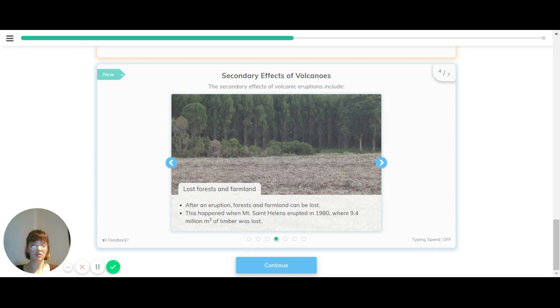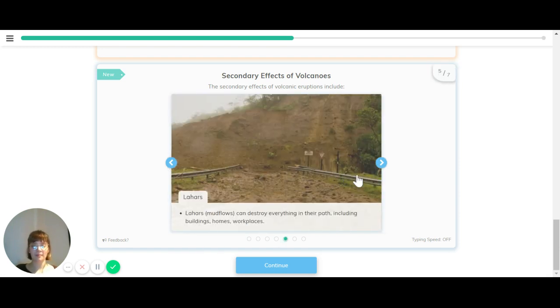Another thing that can happen is lost forests and farmland. So, lava flows, for example, can wipe out entire areas of land, which then means that forests and farmland can be completely lost, which can have devastating effects for people who rely on these areas for their life. Another secondary effect is something called a lahar. So a lahar is also known as a mud flow, and these can destroy everything in their path, including buildings, homes and workplaces.